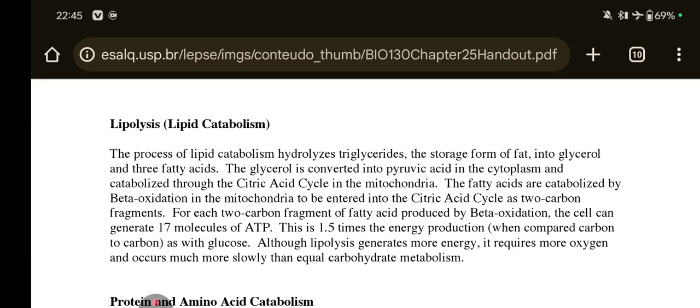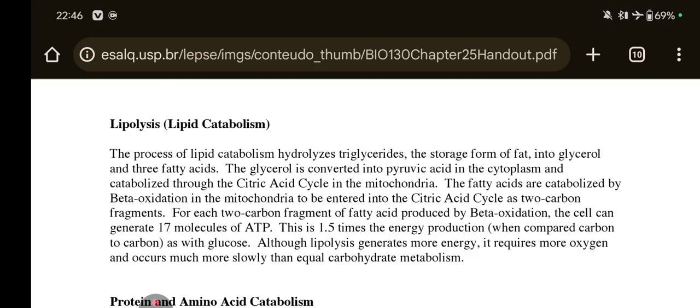Lipolysis, lipid catabolism. The process of lipid catabolism hydrolyzes triglyceride, the storage form of fat, into glycerol and 3 fatty acids. The glycerol is converted into pyruvic acid in the cytoplasm and catabolized through the citric acid cycle in the mitochondria. The fatty acids are catabolized by beta oxidation in the mitochondria to be entered into the citric acid cycle as 2 carbon fragments.